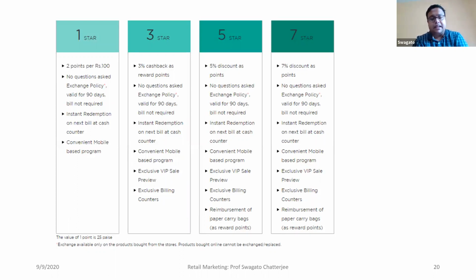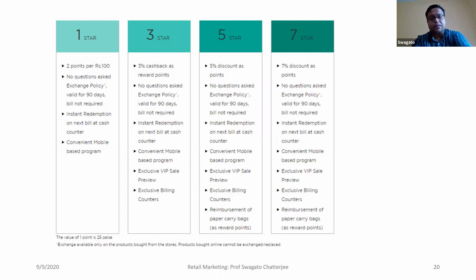Some of the examples that I have copied from a famous retail company, which gives 1-star, 3-star, 5-star, and 7-star cards. And see the benefits. 2 points for 100 rupees purchase for 1-star, 3% cashback on reward points, 5% discount as points, and 7% discounts and points are the different kinds of benefits they are giving. And here there are no-questions-asked exchange policy, instant redemption on the next bill at the cash counter of whatever points you generated, and a convenient mobile-based program. These are some of the benefits.